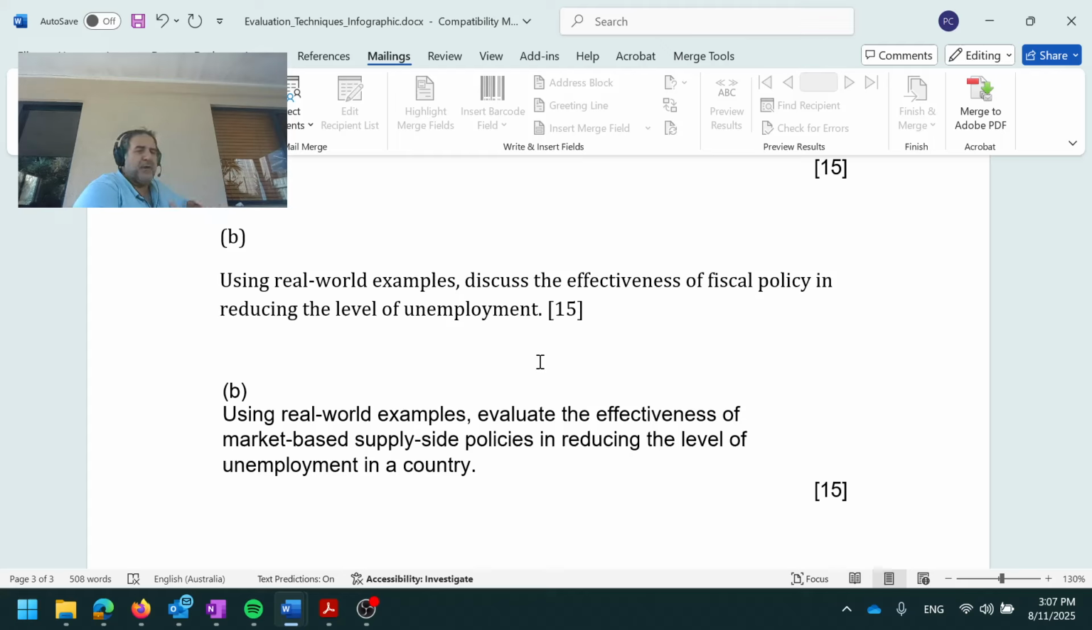So they leave it pretty vague. HL questions are pretty vague, so it allows you to explore the syllabus points in greater detail than, say, your SL peers.